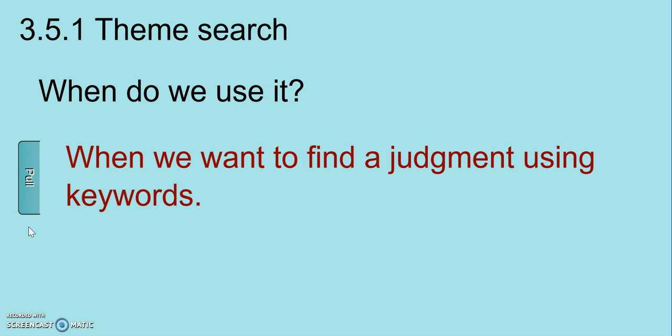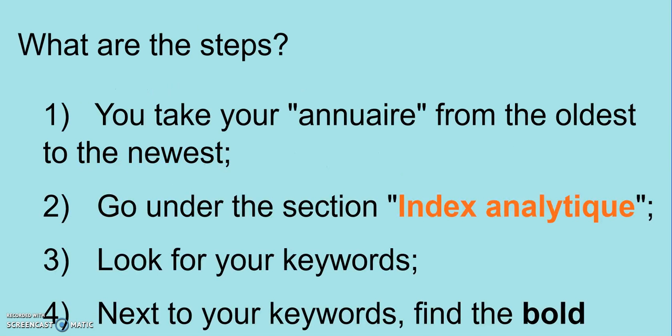So I'm going to give you the steps. Each step for each method is pretty much the same. It always starts in your annuaire, obviously, and always ends up in your plan des sommaires. Maybe there's one or two elements, like which section of the annuaire you start in, that might be different. So you'll see there's a lot of copy and pasting in this section. So to do a theme search, what are the steps? First, you take your annuaire from the oldest to the newest. Why? Because you want to do a chronological search.